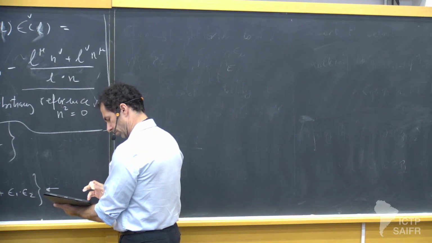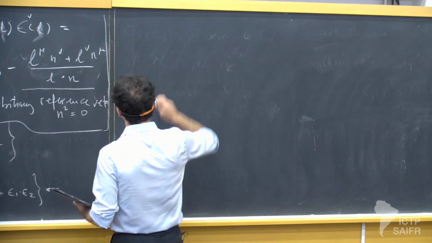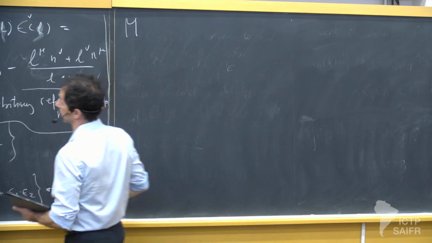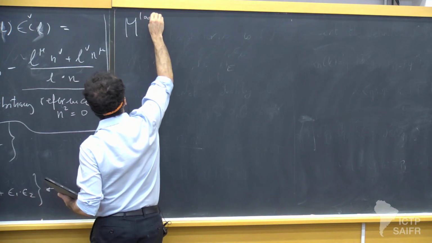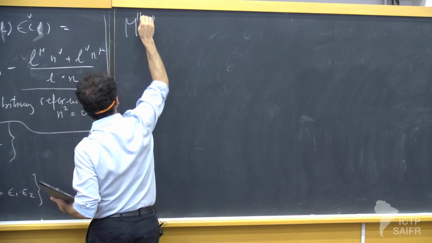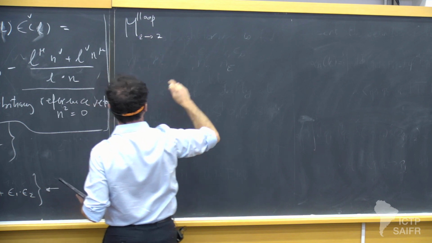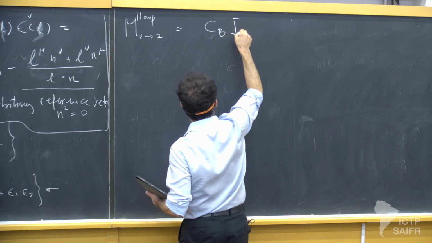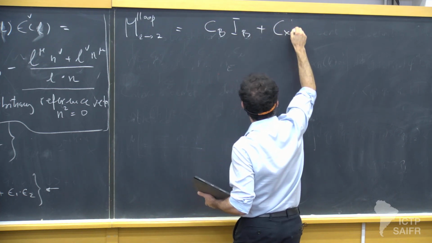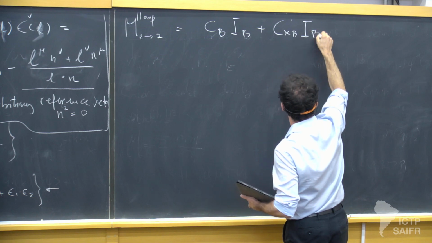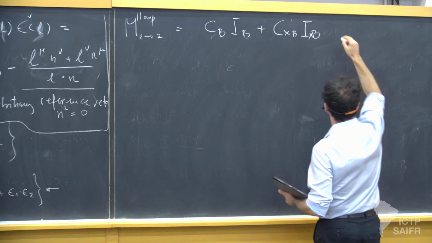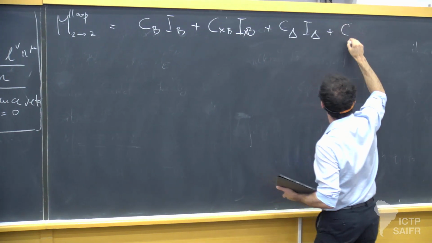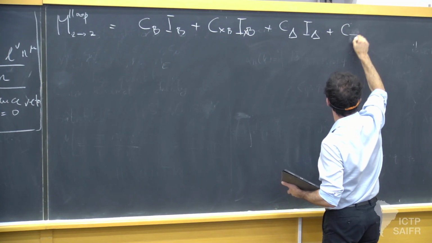So having said this, the resulting one loop 2 to 2 QED will look as follows. So these are just names for the time being. The other one.